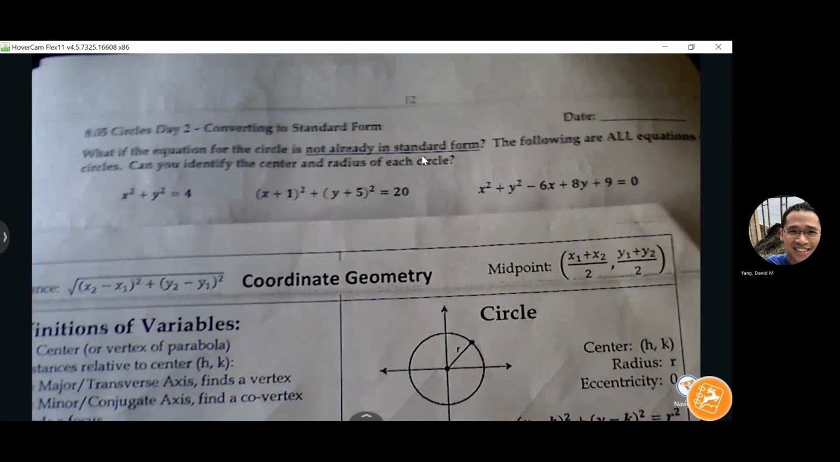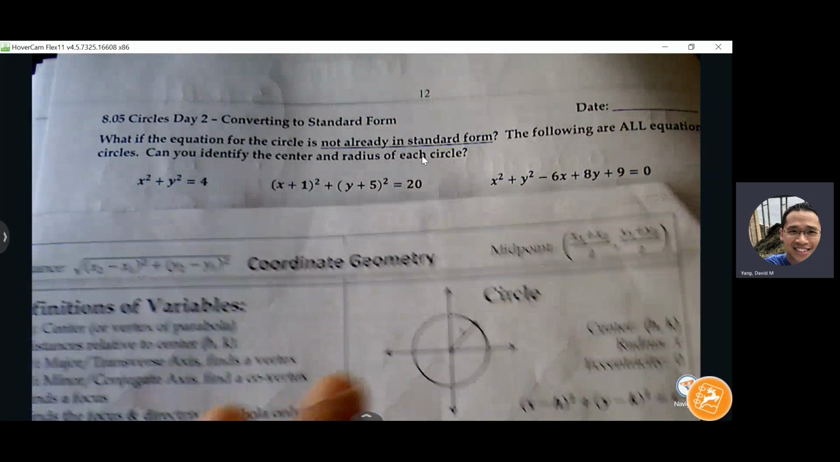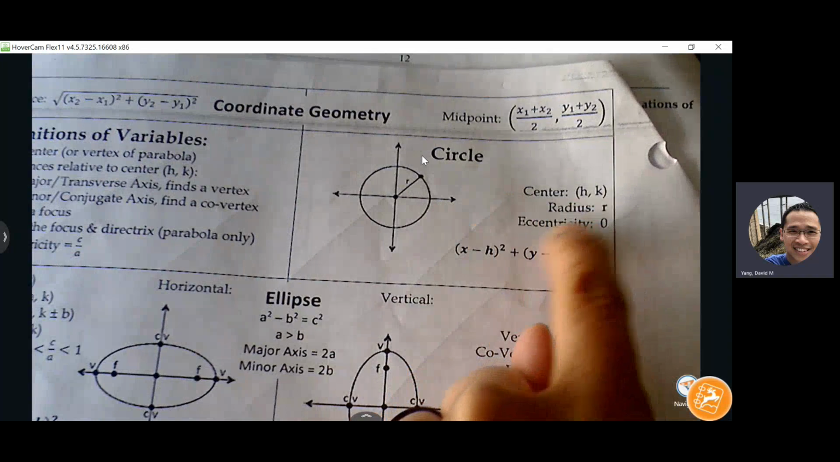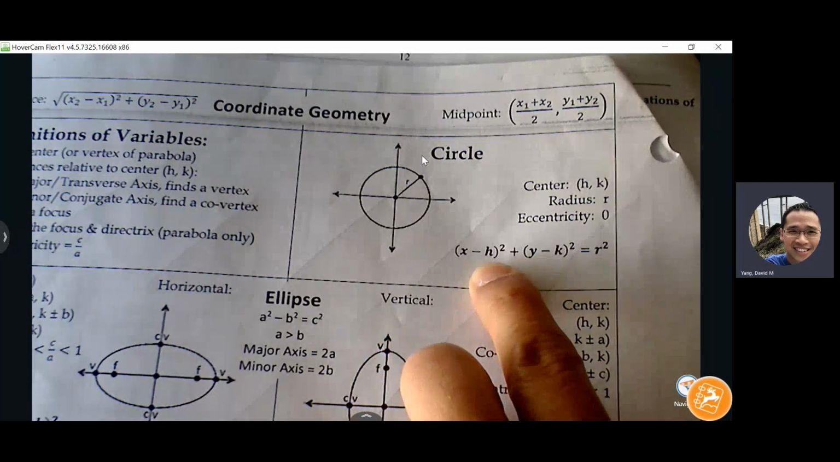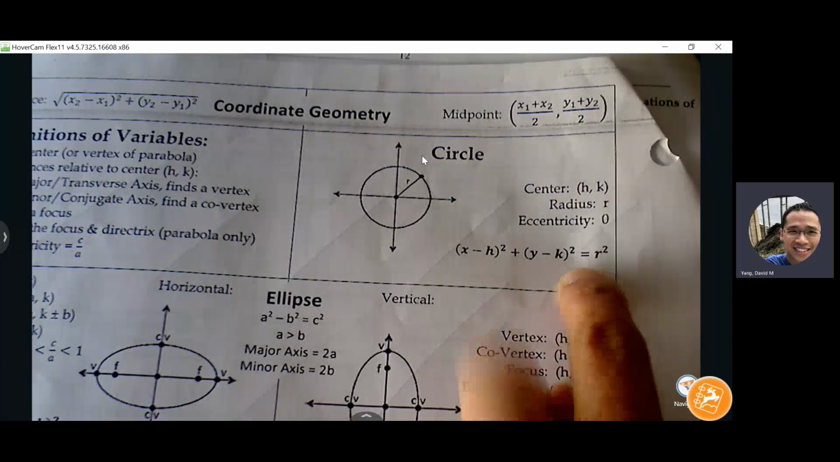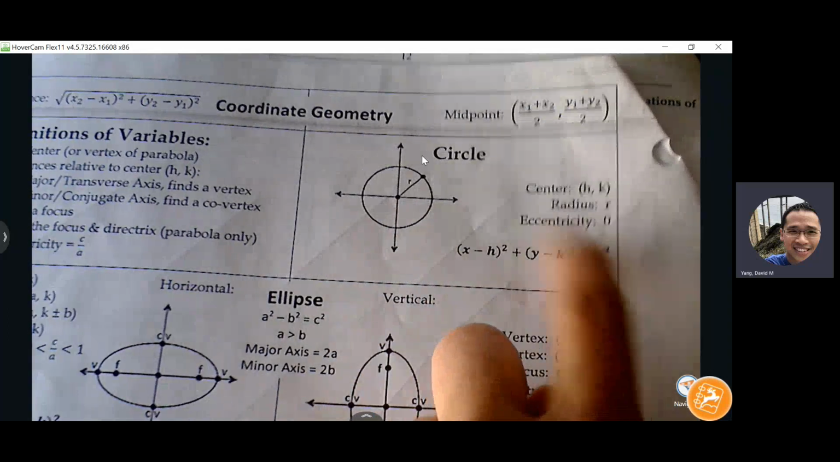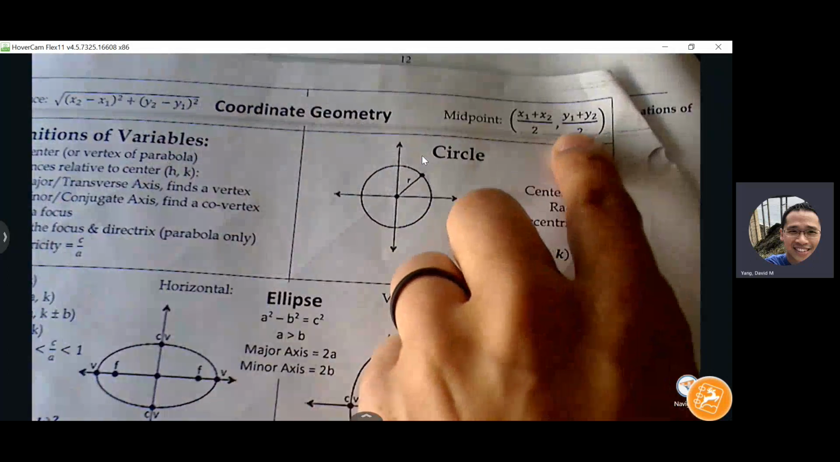So, let's go to page 12 in your packet. Just to recap a little bit what we did on Friday, we learned about the circle equation, which is basically a rearranging of the Pythagorean theorem and the distance formula. We learned that your (h, k) is the center of your circle, and the radius is the distance from the center to a point on the circle. We use the midpoint formula.